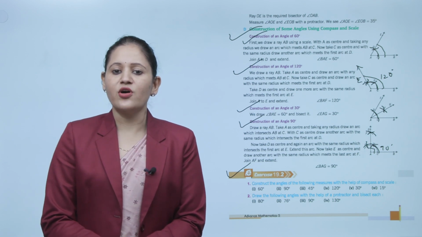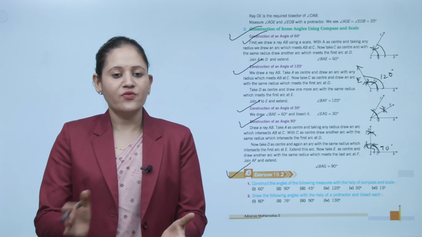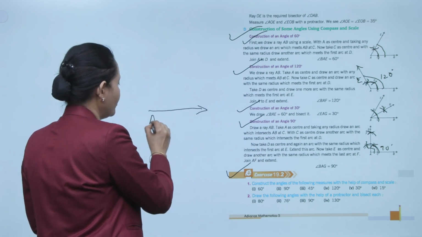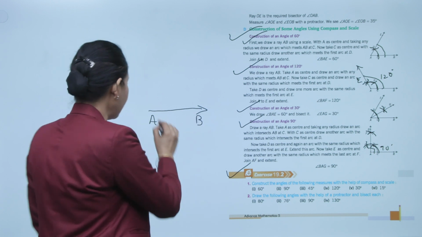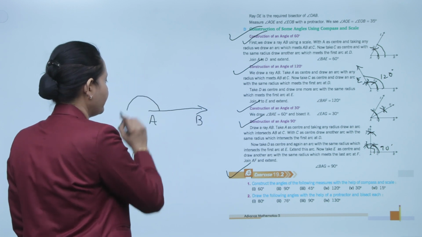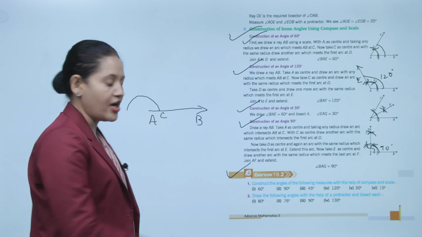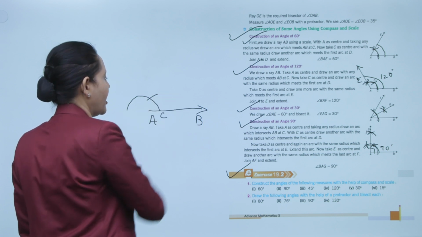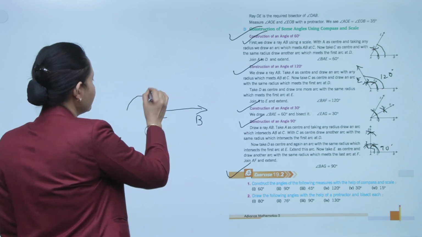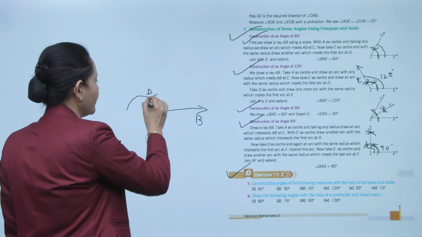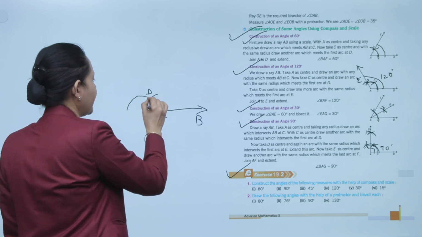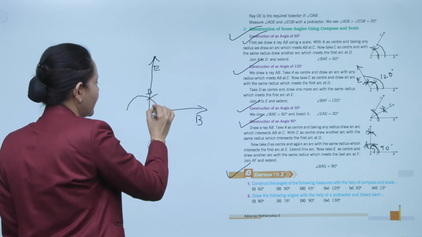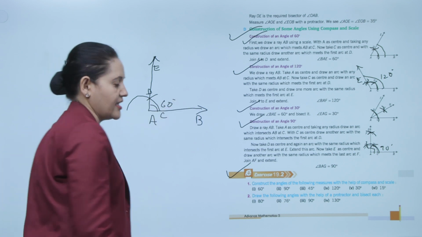Construct the angle and follow the measure with the help of compass and scale. First is 60 degrees. For 60 degrees, first we'll draw a ray AB. Now A as a center, we will draw an arc. This is point C. Now C as a center, same radius, we will draw an arc. Suppose this is the point D. We'll join A and D and extend it to E. So this angle would be 60 degrees. Clear?